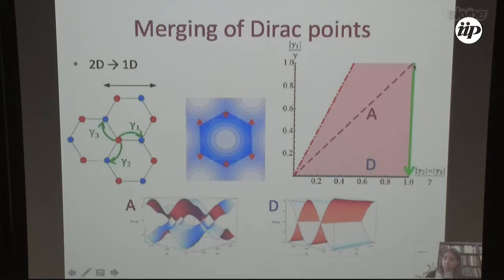But in this case, what happens is that now this Dirac cone will move up, and this Dirac cone will move down. So as I come down here to this line, gamma 1 equals 0, what will happen is that I'm going from this A configuration here, where everybody's equal, to the one where I have gamma 2 equal to gamma 3, but gamma 1 equals 0. And then my system is going to form Dirac lines. And these lines are along these lines here.